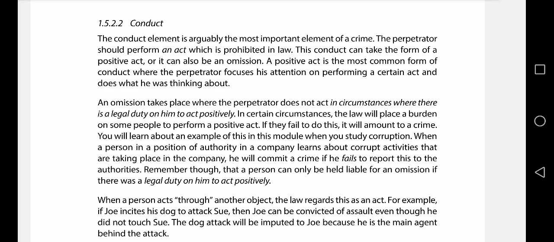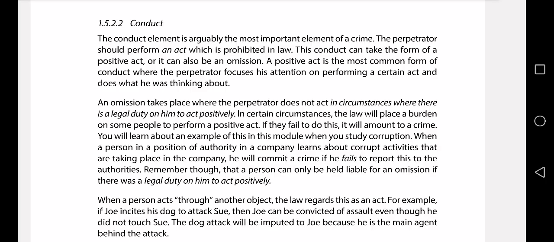An omission takes place where the perpetrator does not act in circumstances where there is a legal duty on him to act positively. In certain circumstances, the law will place a burden on some people to perform a positive act. If they fail to do this, it will amount to a crime. You will learn about an example of this in this module when you study corruption.